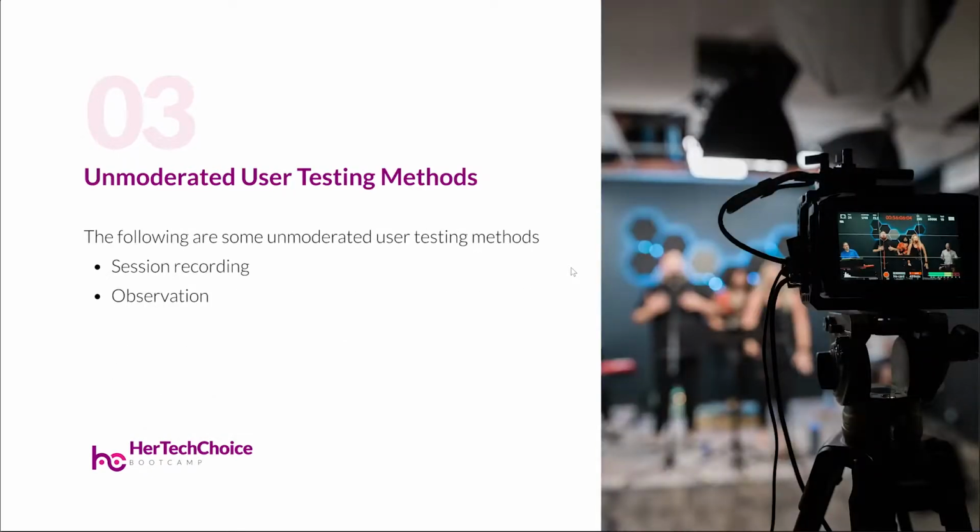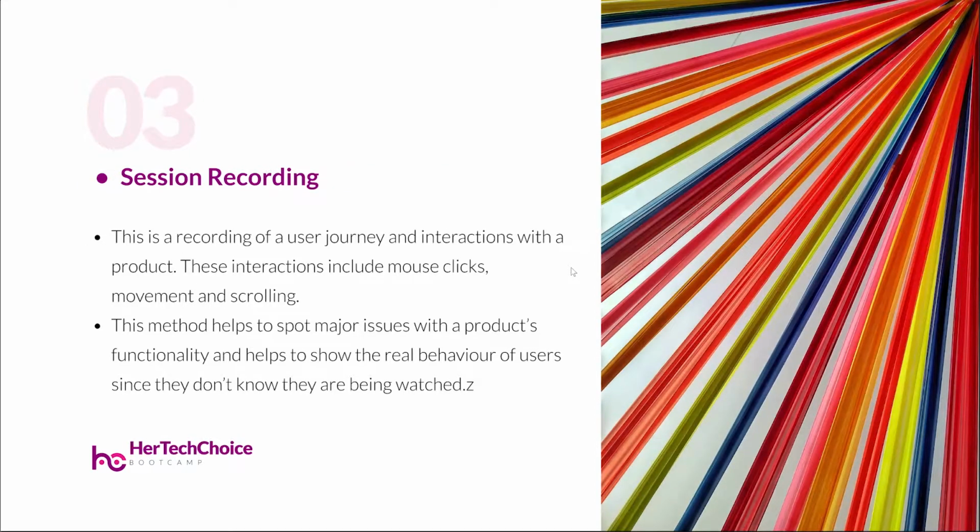Now let's move to the unmoderated user testing methods, and the following are some unmoderated user testing methods. The first is session recording, and the second is observation. For session recording, it is a recording of your user journey and interaction with a product. These interactions include mouse clicks, movement, and scrolling.